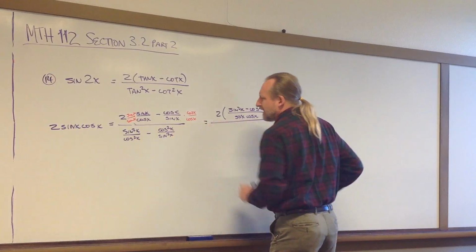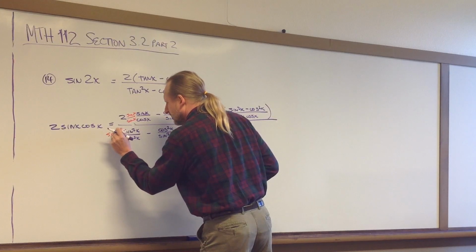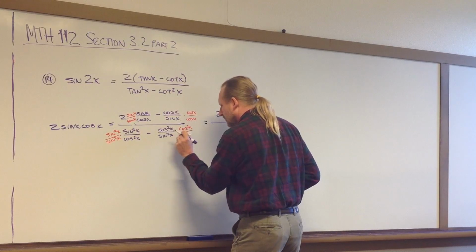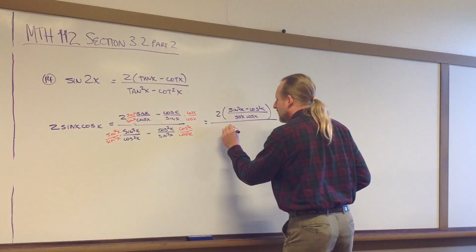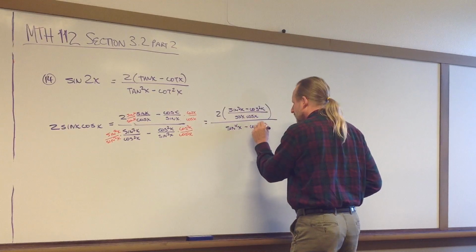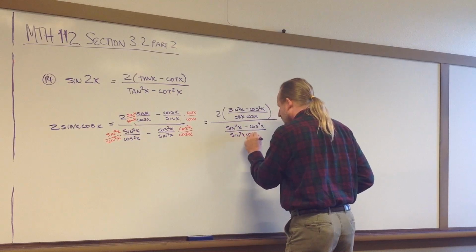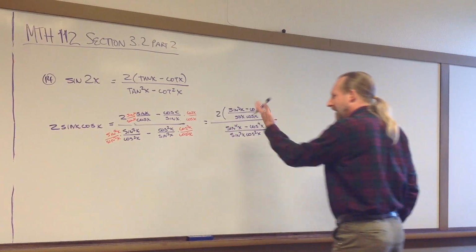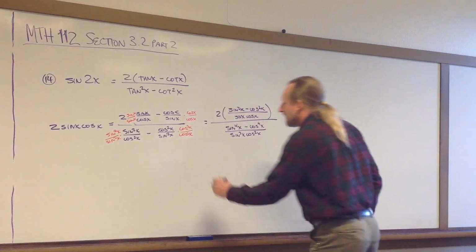Let's see. If I'm going to do the same thing in the denominator, this one needs to get multiplied by sine squared over sine squared, and this one by cosine squared over cosine squared. And so then in the denominator, it'll be sine to the 4th x minus cosine to the 4th x over sine squared cosine squared. Okay. Well, I'm not seeing the end point to this just yet, but we'll see what happens.